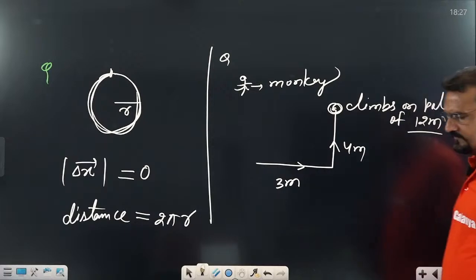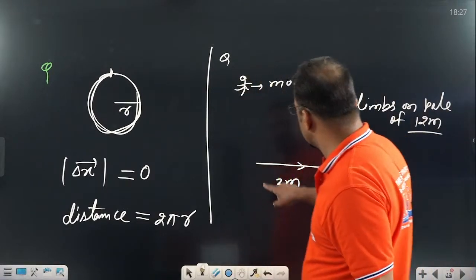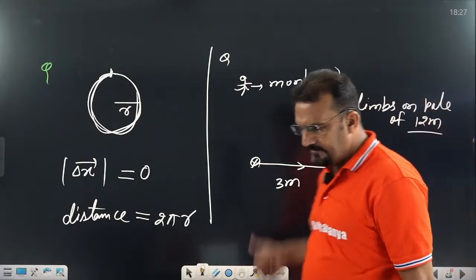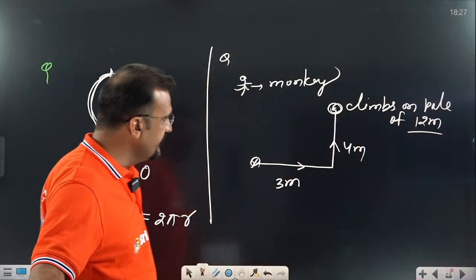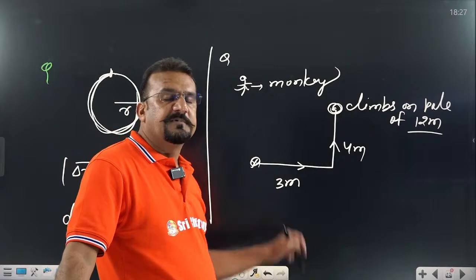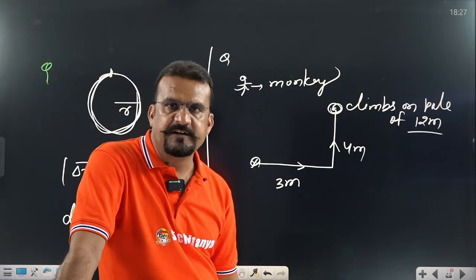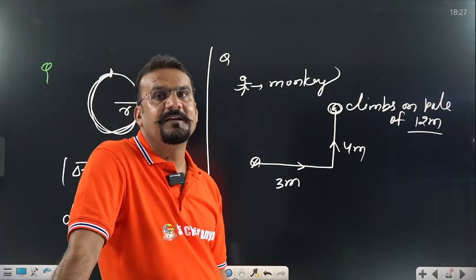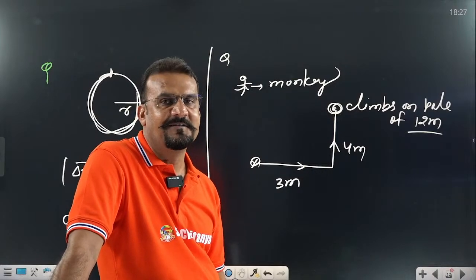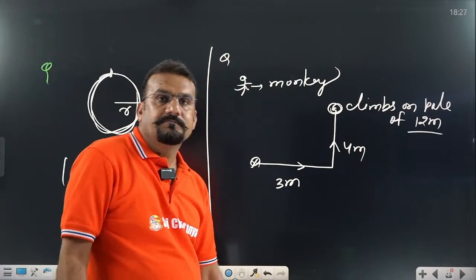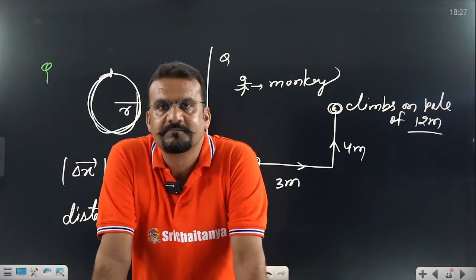I think you are getting the question. If the monkey starts from one point, the starting point, moves 3 meter, then moves 4 meter as shown in this diagram, and after that climbs a pole of length 12 meter, then tell me what is the displacement. Tell me fast. What is the displacement?